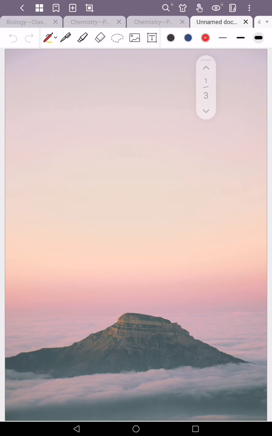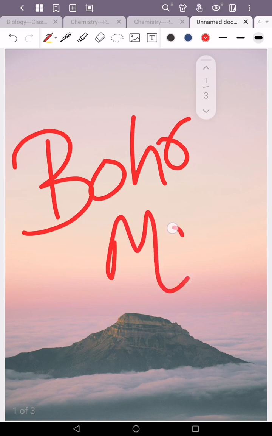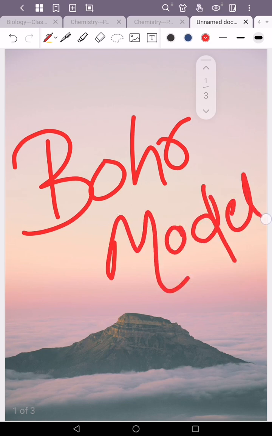Now this topic is about the Bohr model. So what is the Bohr model? Now the topic is about the Bohr model. In the Bohr model, an atom consists of two parts.